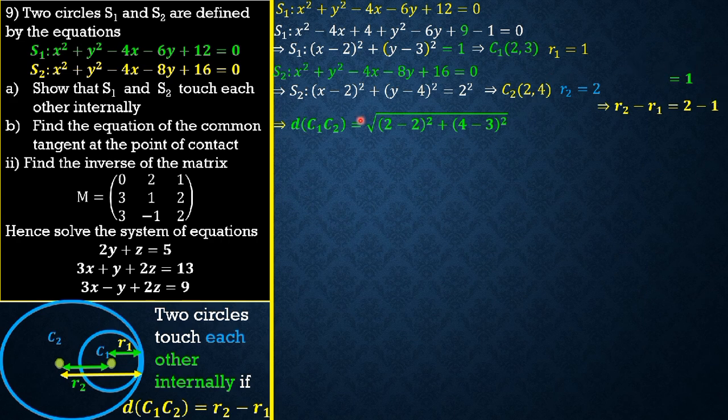Let's now find the distance between the centers of the two circles. These are their centers, right? (2, 4) and (2, 3). Distance between two points, guys, how do we get it? The square root of the differences between their x and y values squared, and we are going to have it equal to 1. So since 1 is equal to 1, guys, you can conclude that S1 and S2 touch each other internally.